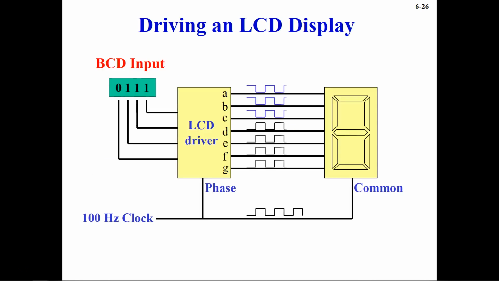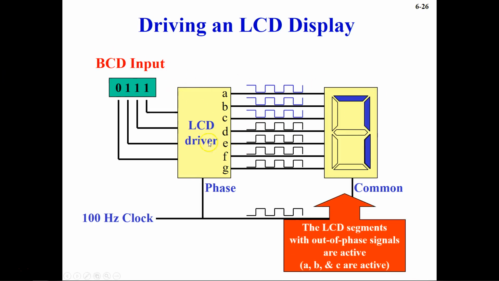Now we are going to see the example of LCD display, and this is the LCD driver you see here connected, and BCD input is going into this LCD driver. It is basically a decoder which will convert the BCD into decimal, and here the display is our LCD display, and a 100 Hz clock pulse is given. So you see that you have 0 1 1 1. The clock is turned on, so A, B and C are on, and this is your 7. The LCD segments with out of phase signals are active.